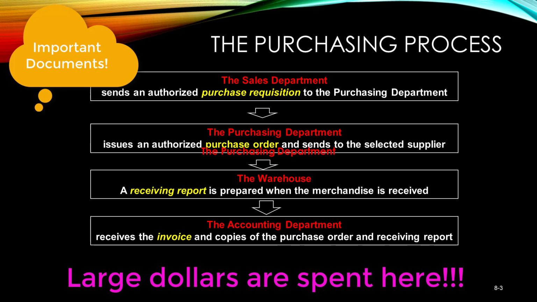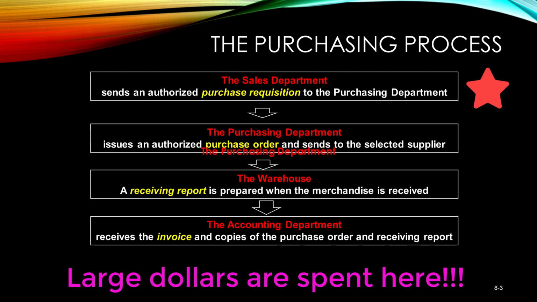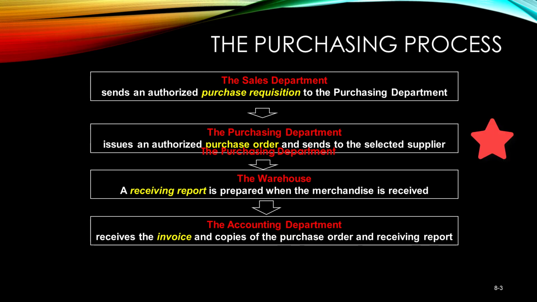The book does a very good job of showing you what each one looks like and the purpose for the document. So invest the time in reading through the book and understand what each one is for. When someone requests that a good needs to be purchased, they fill out a purchase requisition. In it, they describe exactly what they want, and they can list some specific vendors if they feel led to do that. The purchasing department then issues a purchase order and sends it to the selected supplier.